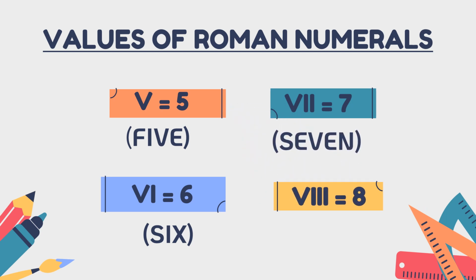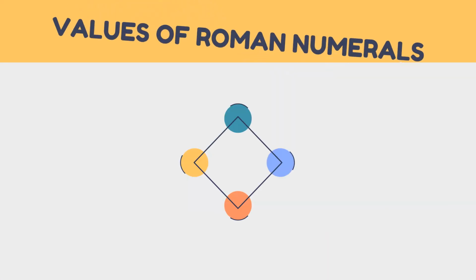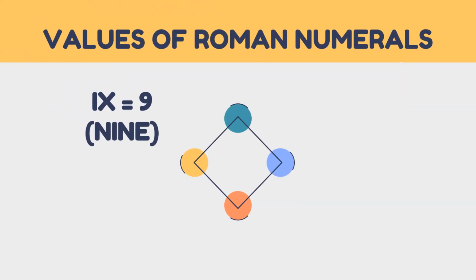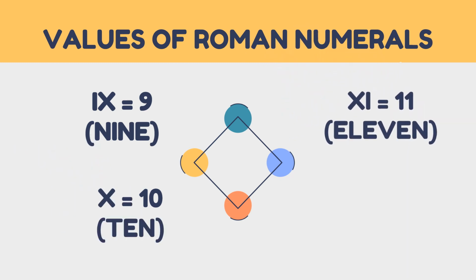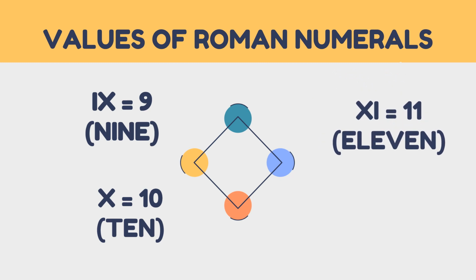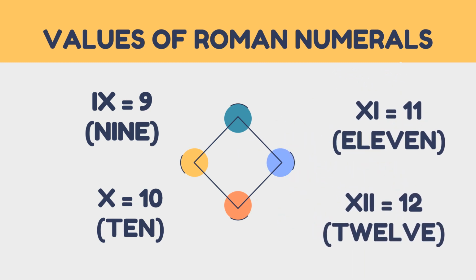The value of capital VIII is 8. The value of capital IX is 9. And what is the value of capital X, children? Yes, it is 10. And the value of capital XI is 11. And the last, the value of capital XII is 12. Remember, children, with the help of these Roman numerals, we can write the large numbers.